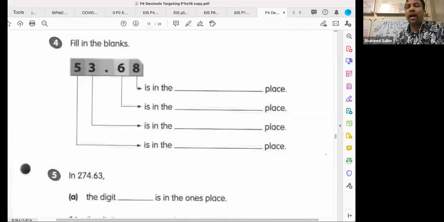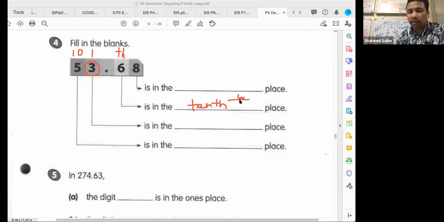So where is the ones? Identify the ones first. That's what you must do. The ones is to the left of the dot. This is the ones. Beside it is the tens to the left. And beside it is the tenth with the TH. So the 6 now is in the tenth place. What does tenth mean? It means 6 over 10. All right. 3 is in the ones place. So we write ones.